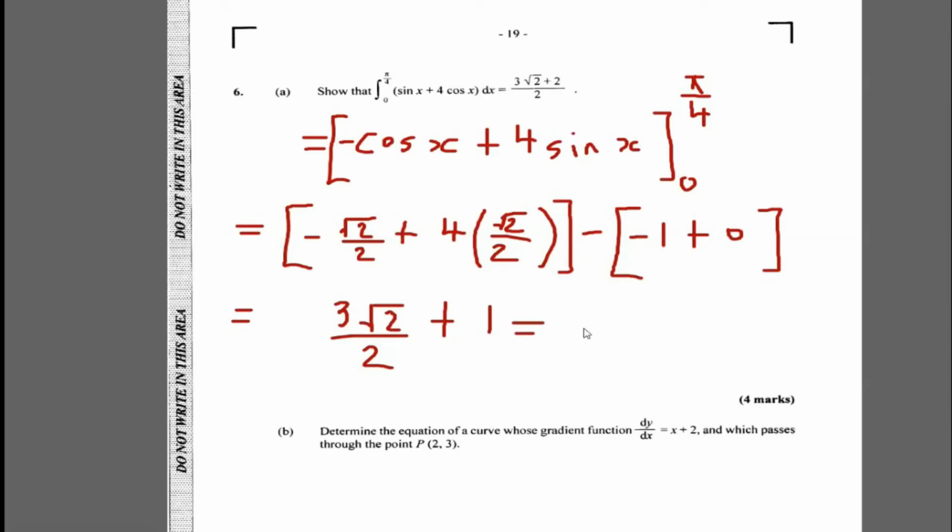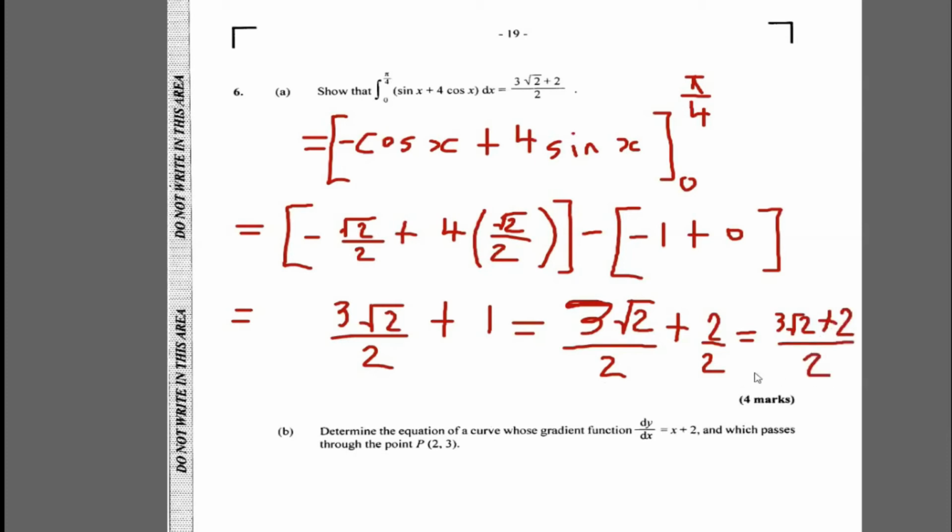Now, plus 1, you can always change 1 to 2 over 2. So we can rewrite this as 3 root 2 over 2 plus 1, and 1 can be written as 2 over 2. And so what we get then is 3 root 2 over 2 plus 2, divided by 2. That's it. It's question number 6. Soft. Nice and easy.